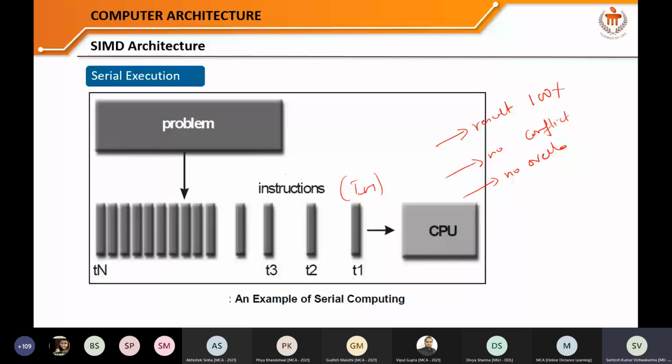But in terms of speed, efficiency and throughput, it has to give its value, because throughput will be low here. What is throughput? That is the number of processes or tasks completed per unit of time. So obviously that will be quite less compared to the other systems. So that is serial execution. Now let us see parallel execution.